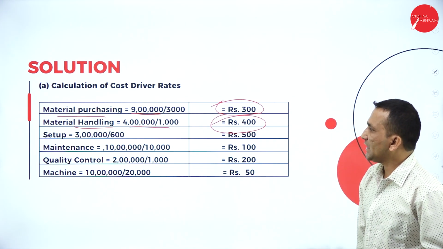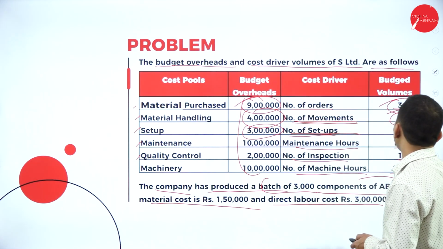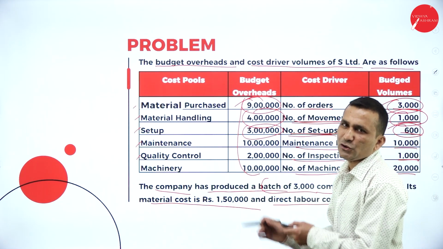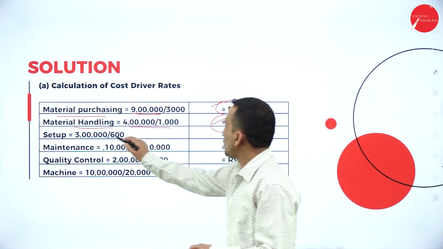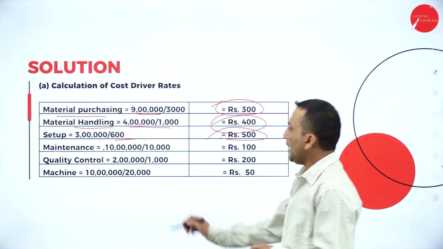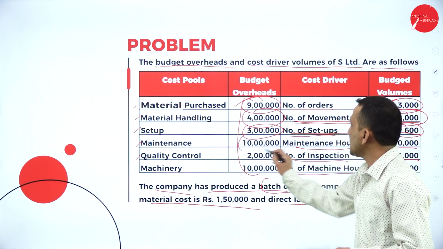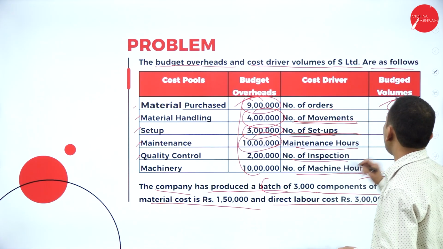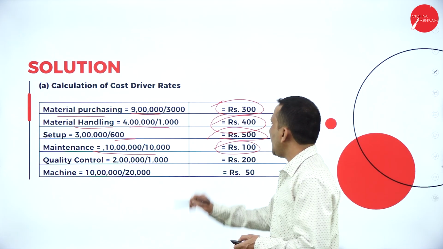Next, the setup related expense is given in the question, 3 lakh. The number of setups is 600. It is just the opposite, there is no confusion at all. So 3 lakh divided by 600, we get rupees 500. The maintenance related expense given in the question is 10 lakhs, divided by maintenance hours of 10,000. So 10 lakh divided by 10,000, we get rupees 100.